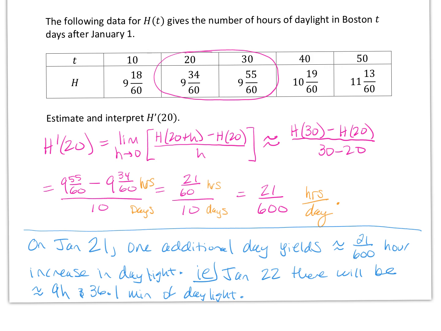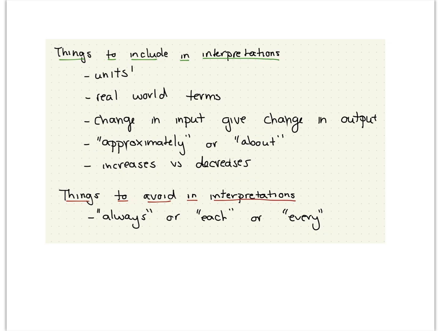based on the derivative. Some things that you should include when you are interpreting a derivative are your units, some real world terms, and the change in input giving a change in output by an approximate amount. And whether that amount is an increase or a decrease.